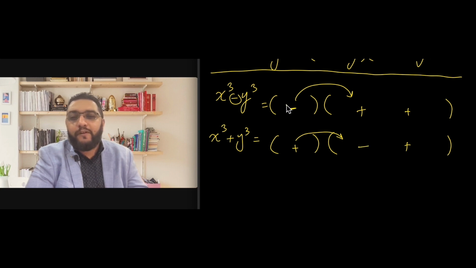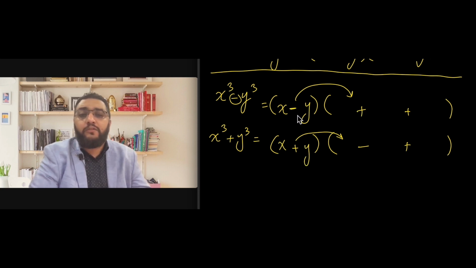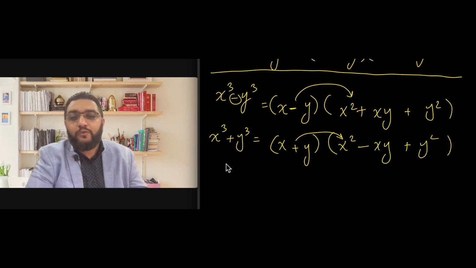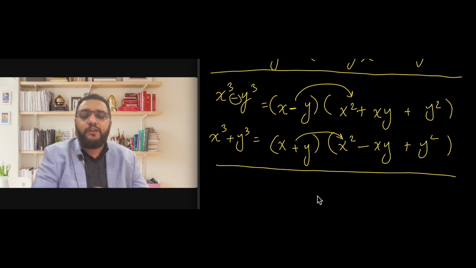Take the cube root of the first, it will be x, then y. Also, we have x and y. The square root of the first, so it will be x squared, y squared. First times second, it will be x times y. Also, this one, it will be x squared minus xy plus y squared. This is the sum and the difference between two cubes.